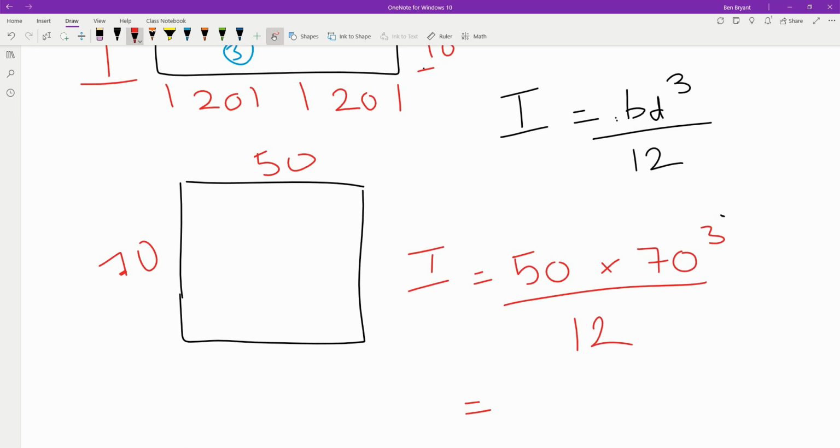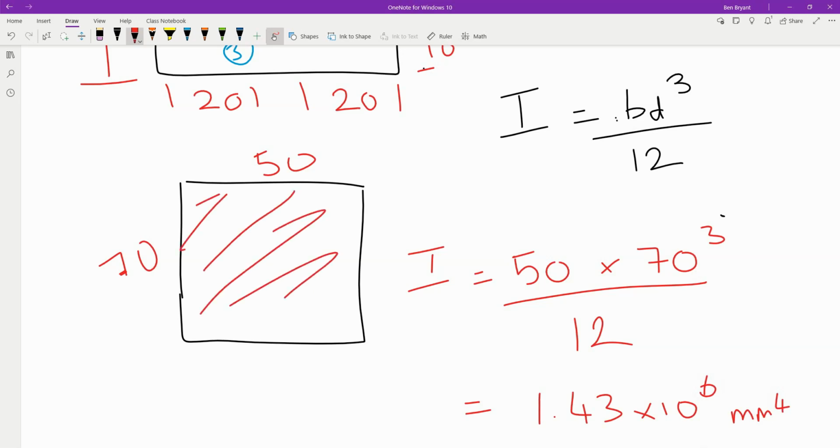That's going to give me a nice grand sum total of 1.43 times 10 to the 6, and this is millimeters to the power of 4, since we're looking at areas. So that's the second moment of area of this rectangle here.